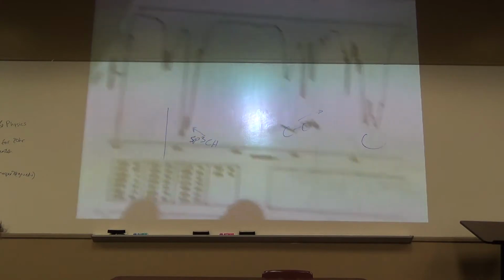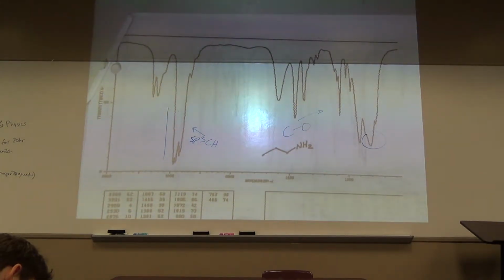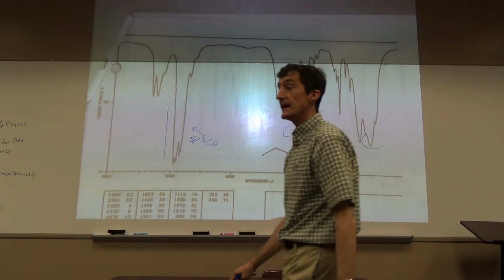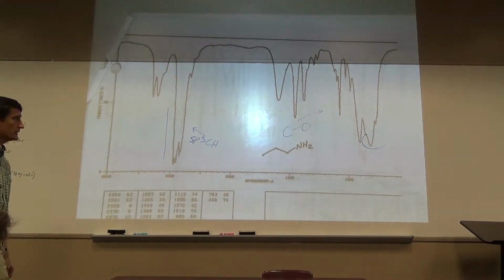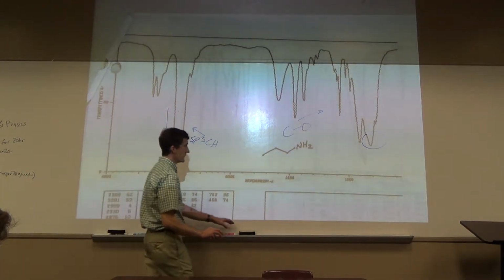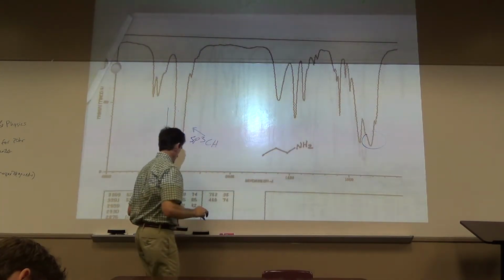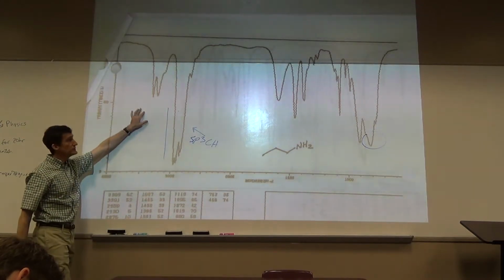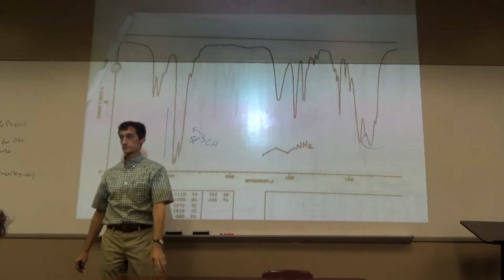Okay, next one is, what's the functional group? An amine, A-M-I-N-E. Primary, secondary, tertiary. Primary, because it has one carbon attached to nitrogen. Down here in the OH-NH region, you see two peaks. That's for your two NH bonds.